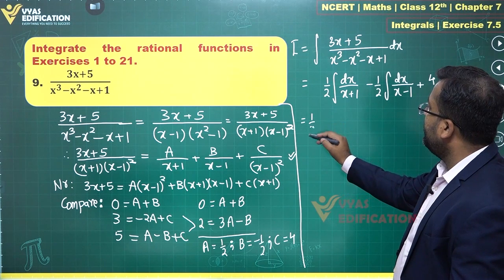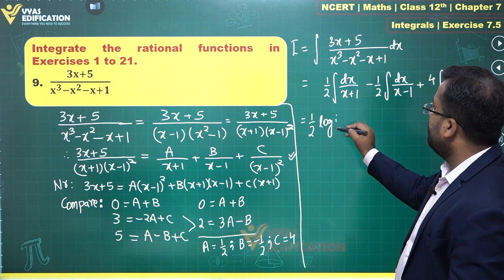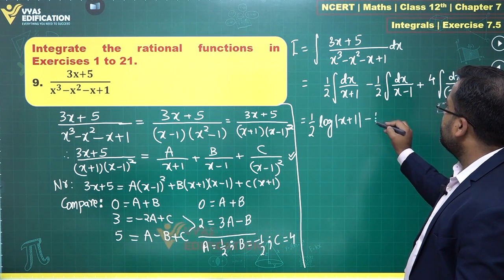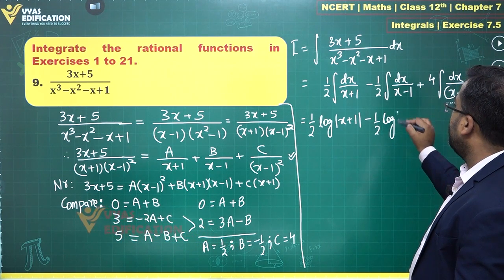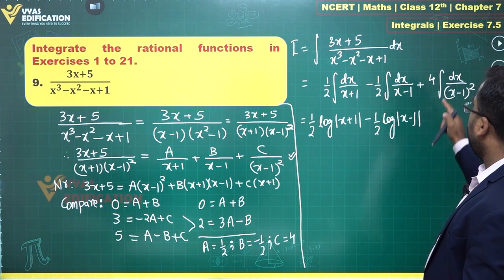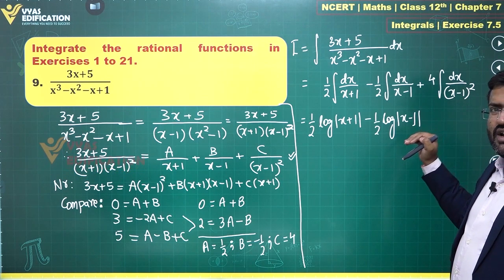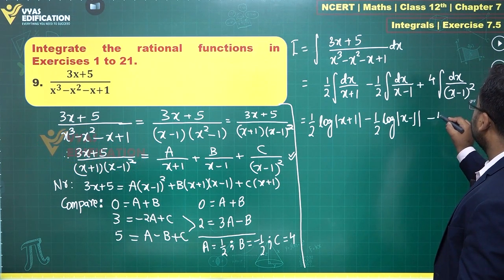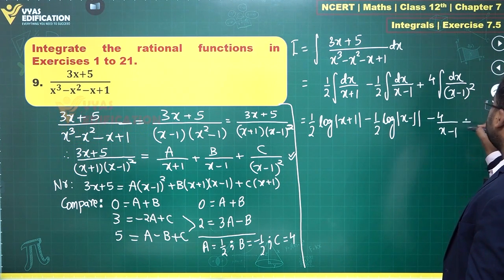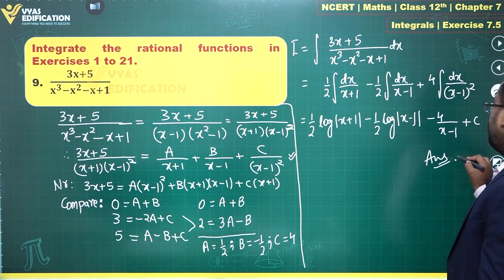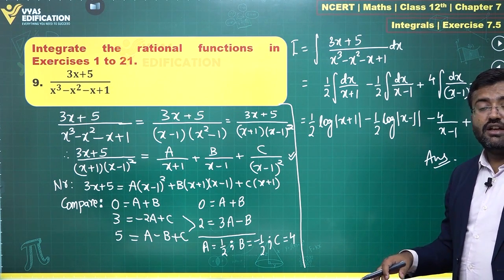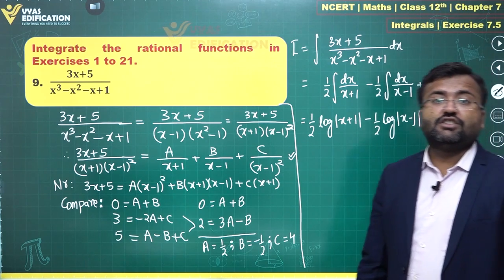So this becomes half log modulus x plus 1 minus half log modulus x minus 1, and this becomes minus 1 upon x minus 1. So minus 4 upon x minus 1 plus a constant, and that is the required answer for this particular question. This is the 9th question for us, and that's a complete solution for this question.